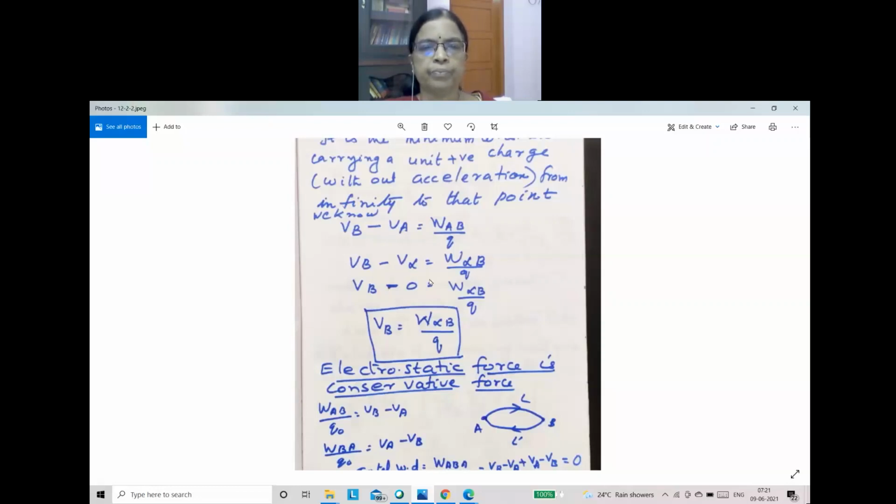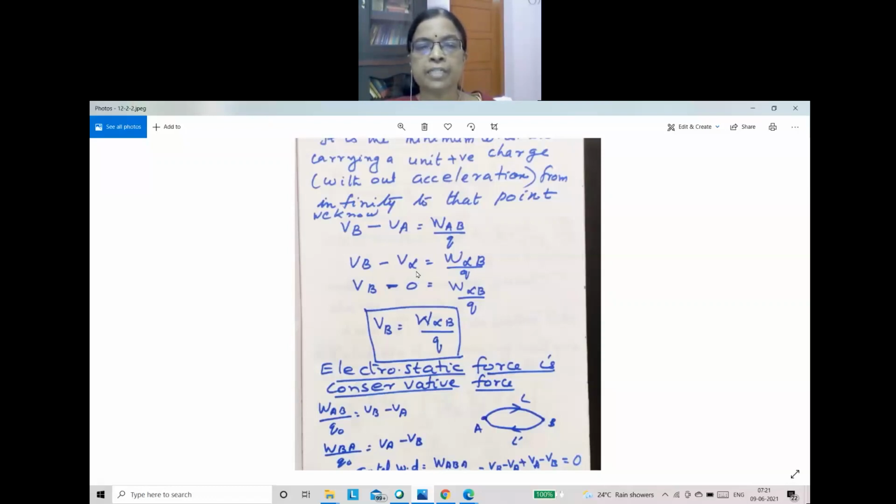VB minus VA equals W infinity B by Q. Understand? In the place of A, we have to write infinity. So at infinity, potential is 0. At a very large distance from the charge, the potential is 0, because potential is inversely proportional to distance.